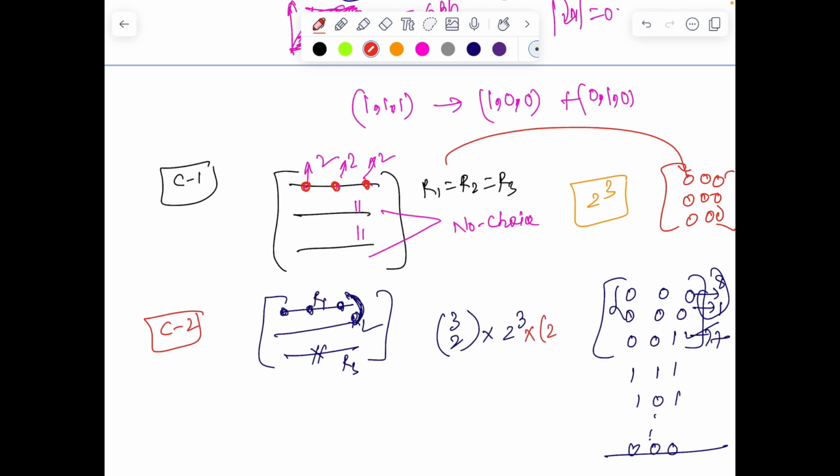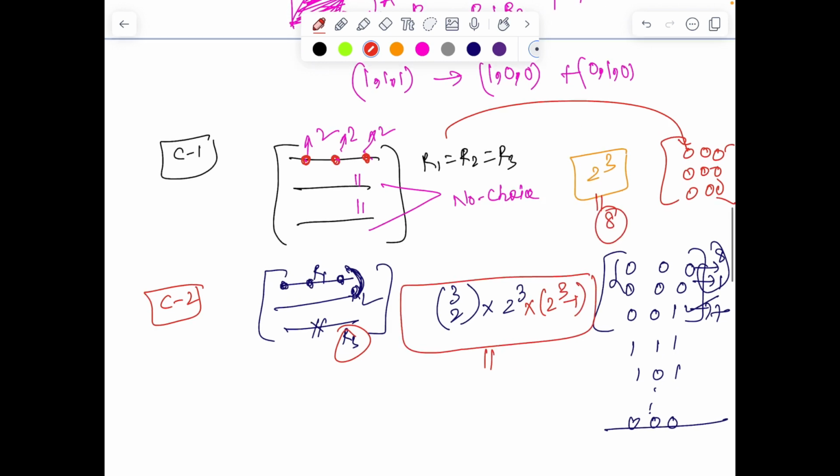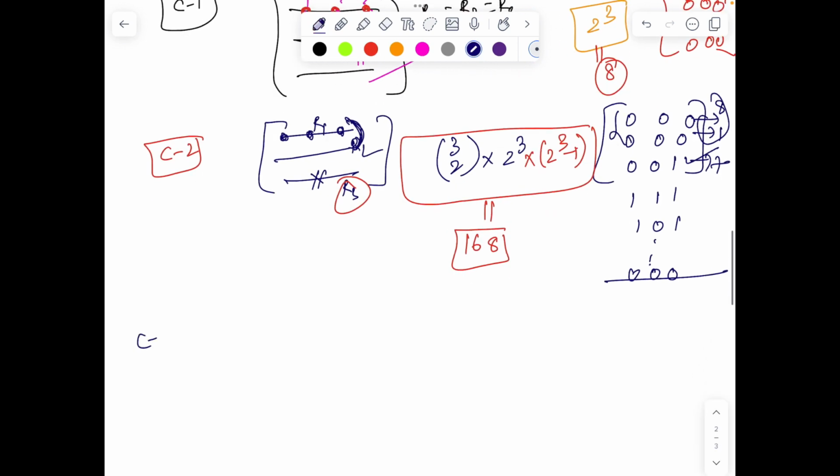I hope it is clear. So hence for the last, R3, we have 2 cube minus 1 choices. So the first case is giving 8. The second case is giving me 3 into 8 into 7, which is 168 possibilities. Now let's come to the third case, the most important case, when one row is a linear combination of the other two.